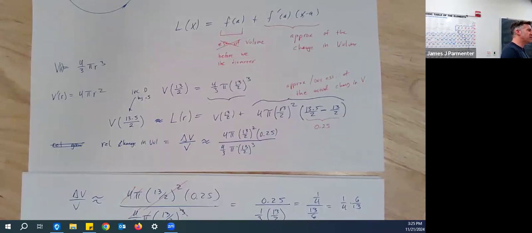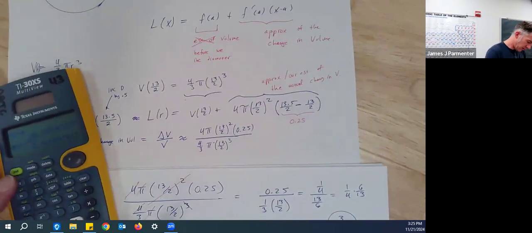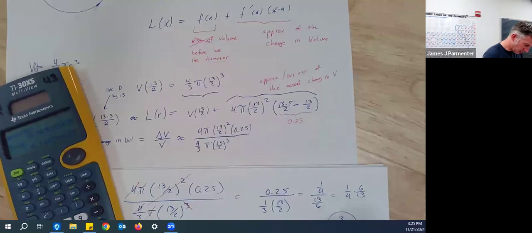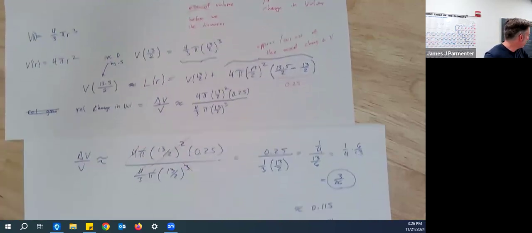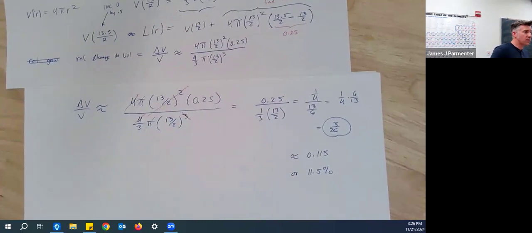Which again, still doesn't feel super meaningful until you write it as a decimal. So if you write it as a decimal, 3 divided by 26 is approximately 0.115, or in other words, 11.5%. Sorry, you cannot see that at all. So what we're saying here is the relative change in volume is about 11.5%. So increasing the radius by 1/4 of a millimeter increased the volume by about 11%, or 11.5%.